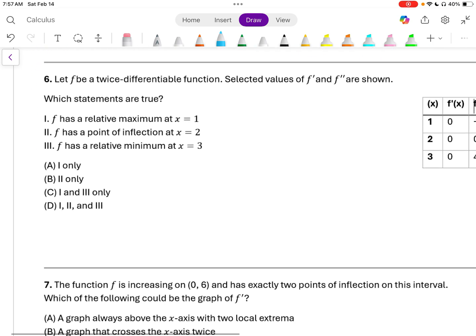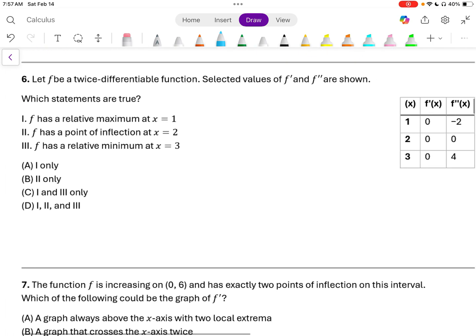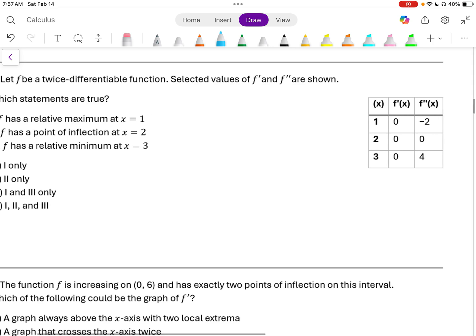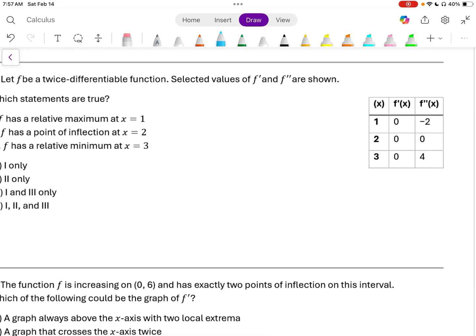Moving on to number 6. Let f be a twice differentiable function. Selected values of the first and second derivative are shown. Which statements are true? All right. Well, let's take a look over here at this table. We have the first derivative being 0 at 1, 2, and 3. So those are critical numbers.